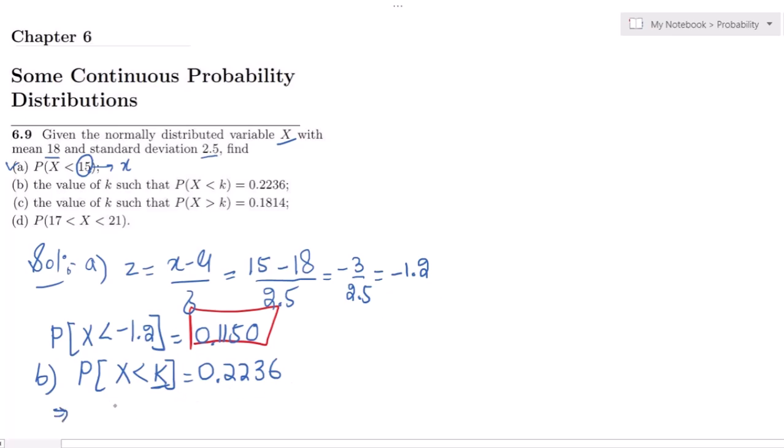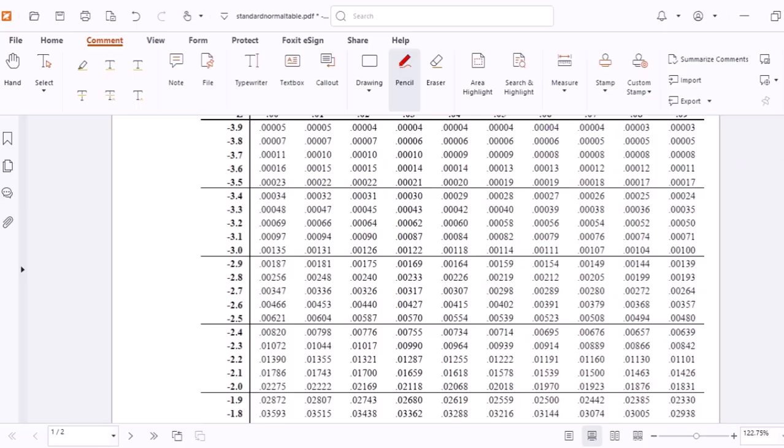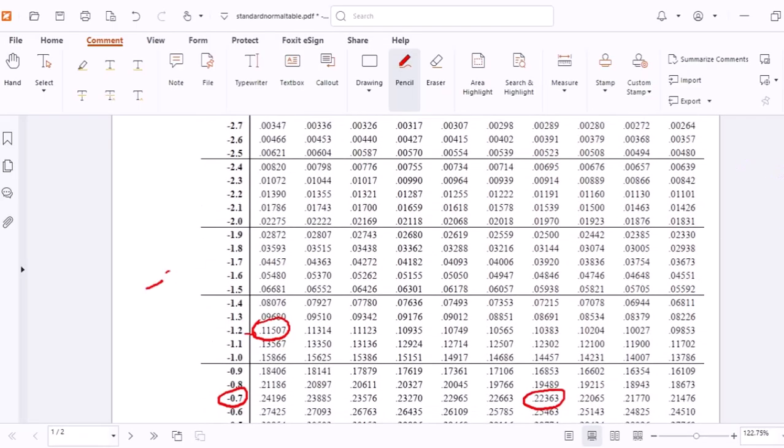First of all, let me find the corresponding value of z for this value. For that, we have to take the inverse of 0.2236, so we need to find this value in the table, and then we will write the value of z which corresponds with it. So let us move to the table. We have to look for 0.2236 here. This is 0.2236 and this is for minus 0.7, and the column it has is the 0.06 column, so it would be minus 0.76.